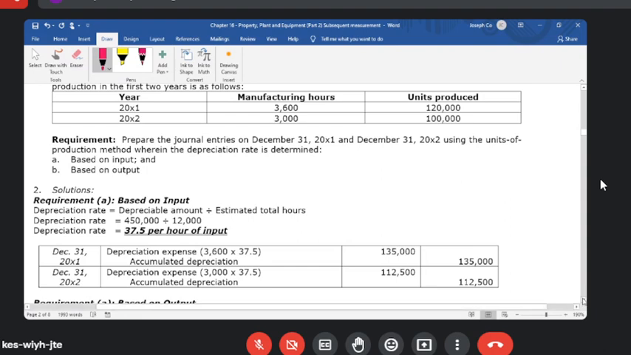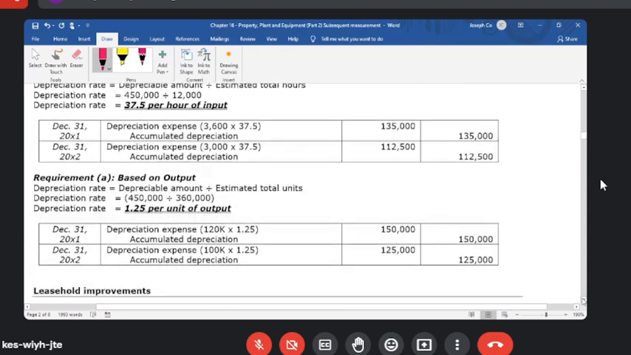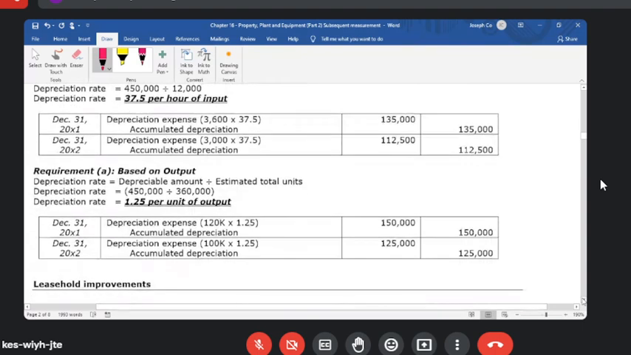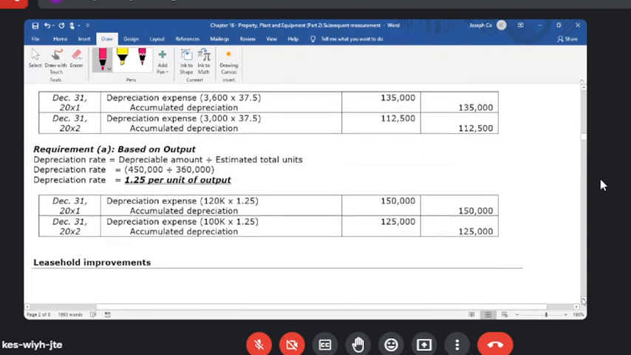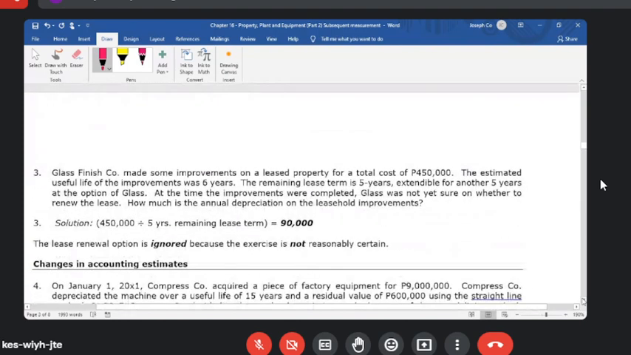While under output, we're at 450,000 based on the units produced, no? 1.25 per unit output, no? Debit depreciation and credit accumulated depreciation. And then for the leasehold improvement, this is to be depreciated over the lease term or useful life, whichever is shorter.